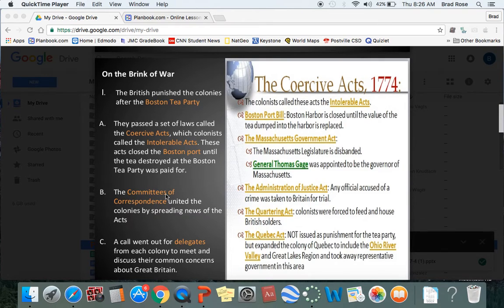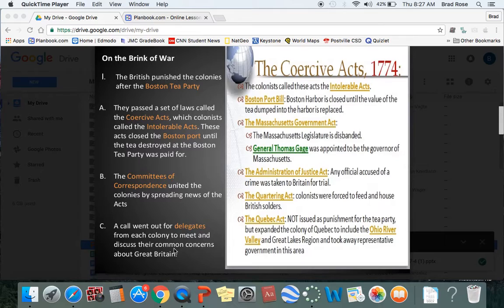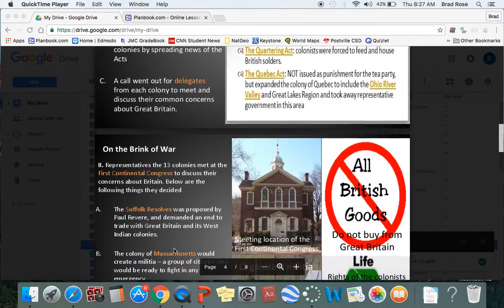They used the Committee of Correspondence, again, to unite in spreading the news through all the 13 colonies, explaining the injustice that the British were doing in all the cities. And a call then went out for delegates or representatives from these colonies to meet and discuss their common issues, their common concerns, because they were all seeing a distrust about the British government looking out for the colonists' concerns.